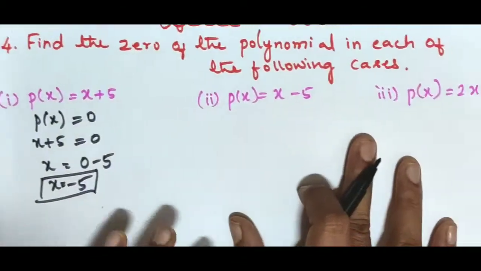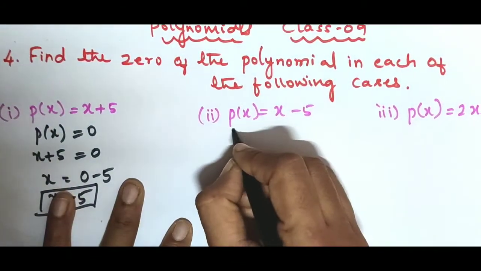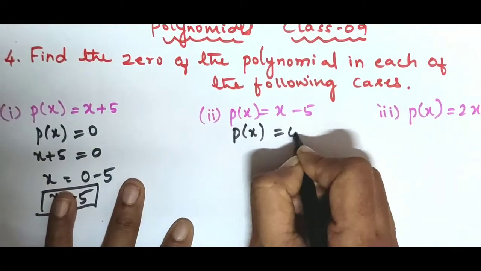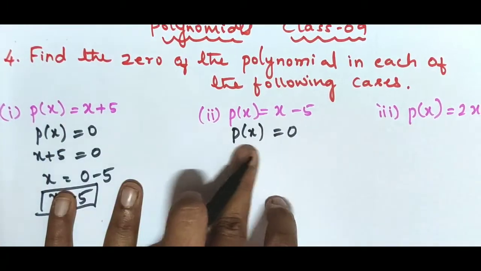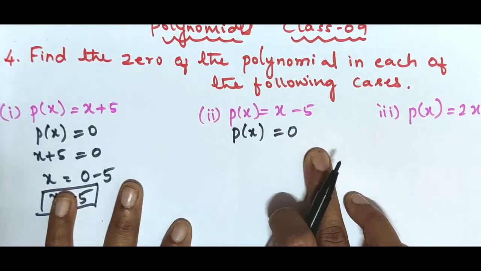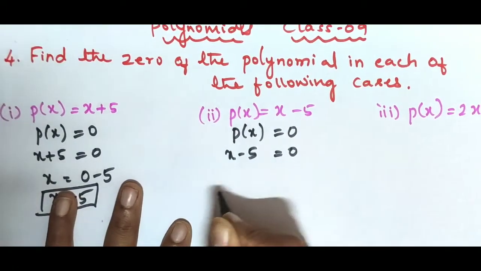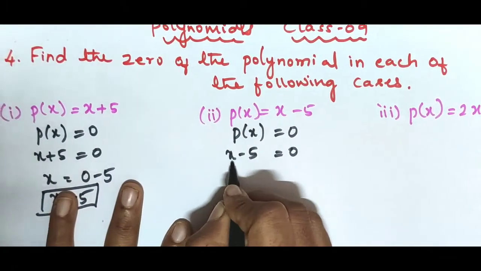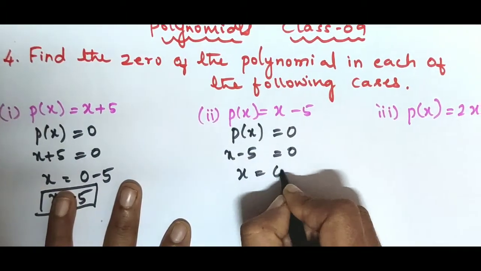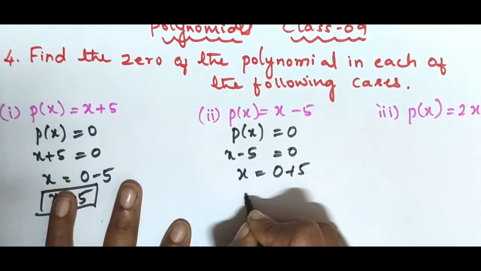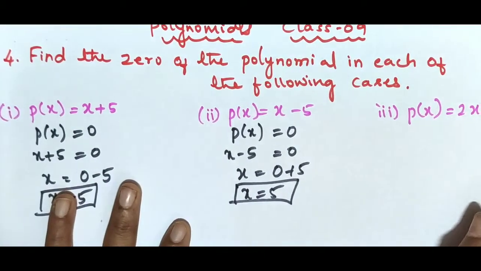So now sub question 2, P of x is equal to x minus 5. What is our first step? Take P of x is equal to 0. Here we have to equate to 0. So now P of x here is x minus 5 is equal to 0. Now we have to find the value of x. Take minus 5 to the RHS. So x is equal to 0 plus 5, which is 5. So x is equal to 5.